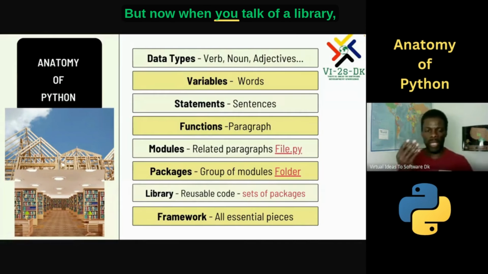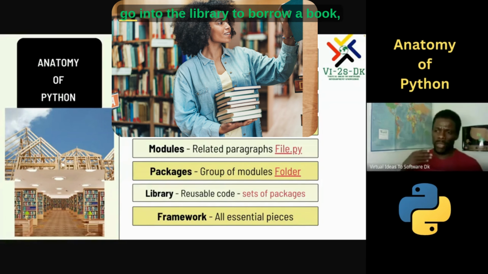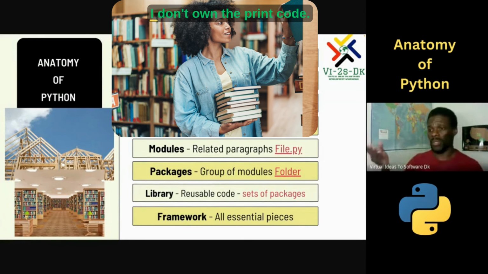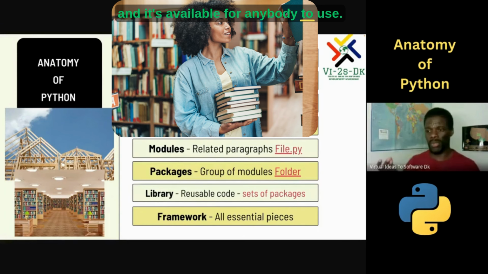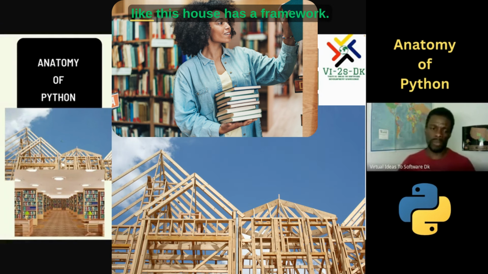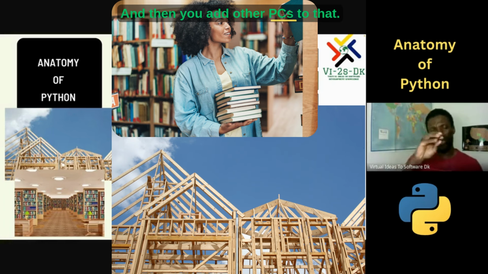But now when you talk of a library, just like you see in this picture, in the library, you go into the library to borrow a book, you use it, you put it back. We don't own the code. Just like I said, print this. I don't own the print code. I'm just using somebody's code and printing it, and it's available for anybody to use. In that case, you have a library, a framework, which you see on here, like this house has a framework. A framework, you actually take it and you own it, and then you add other pieces to that.